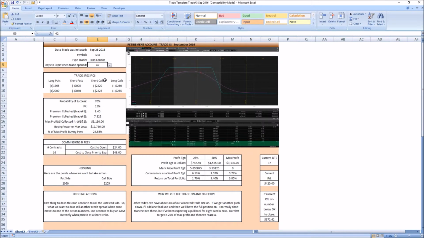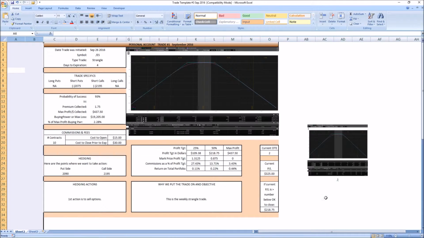So we put it on. We originally had 42 days to expiration. We currently have 37. So our current profit in this one is 420, and we're slightly ahead of our linear graph, which indicates 372.62. So everything is moving right along in this trade. You can see we've got a good graph. So no action to take here.